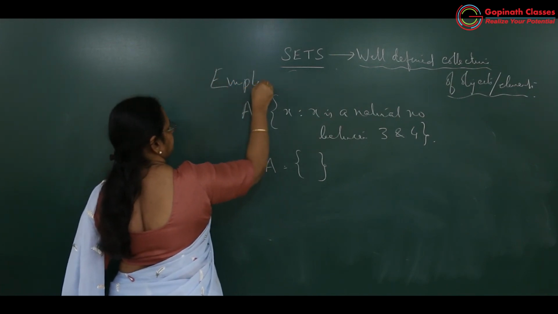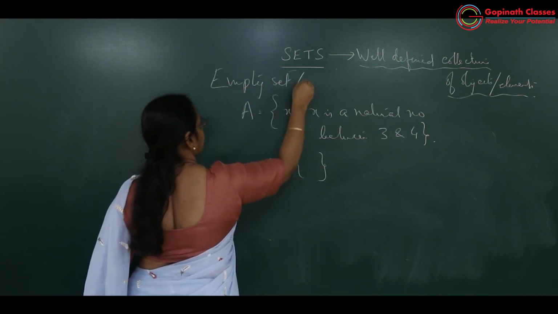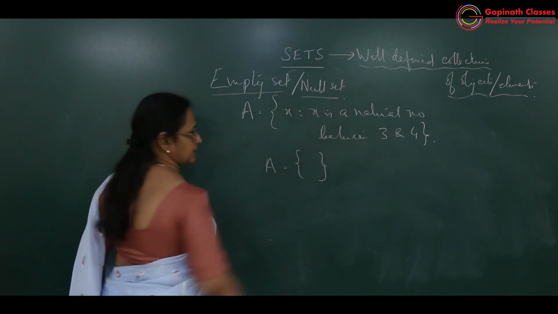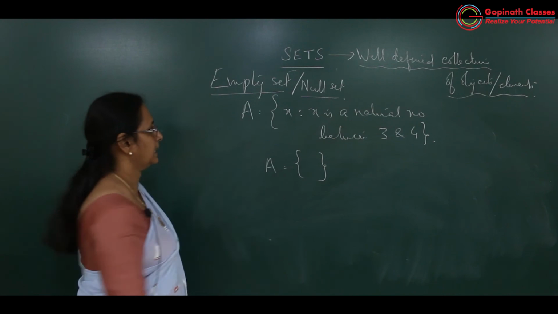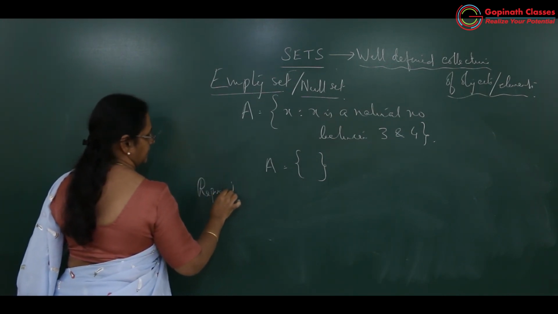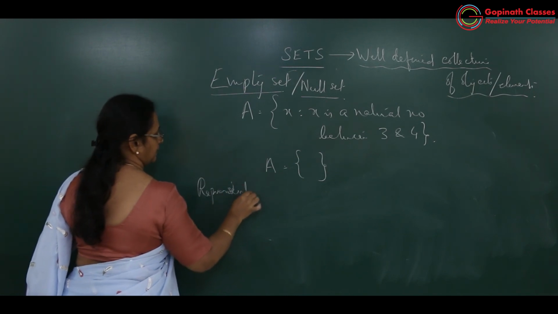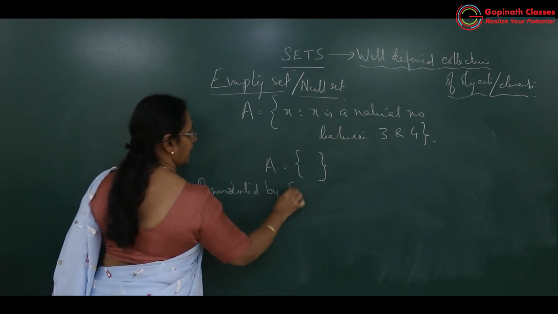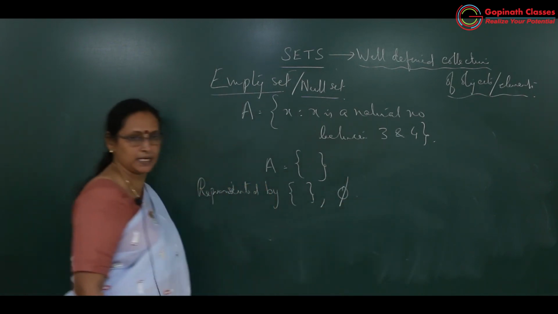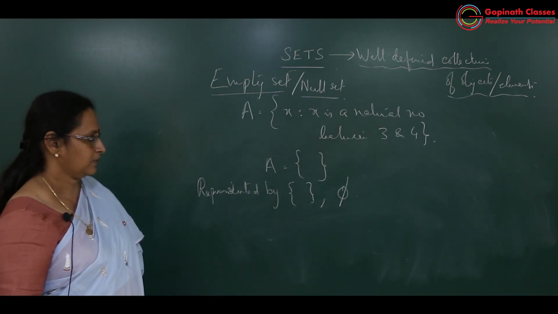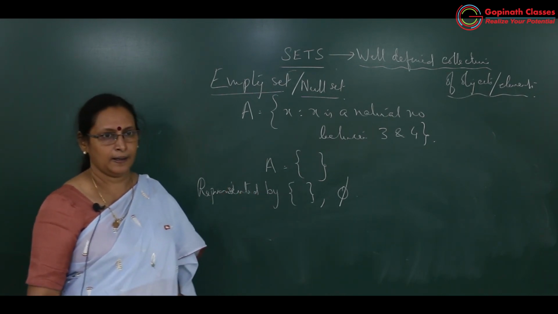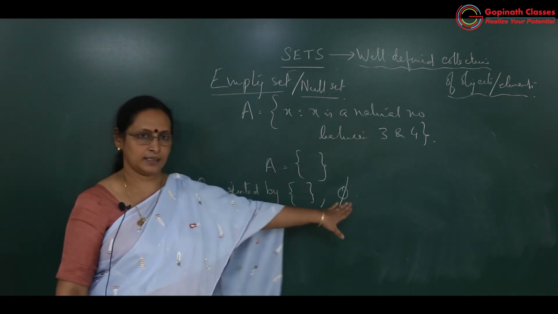Empty. और इसका दूसरा भी नाम है null set. Null set or empty set. It is represented like this. Represented by this is one symbol, or you can even use phi, phi. So 2-3 symbol आपको learn करना पड़ेगा. So this is empty set.